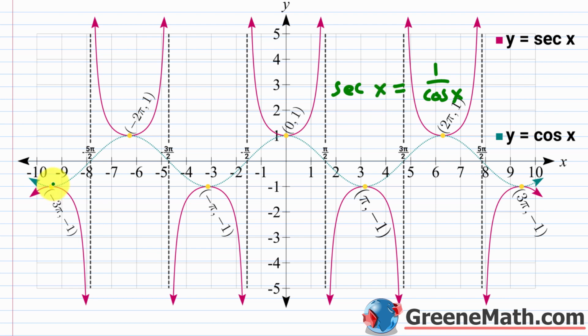So you have this at negative 3 pi, again, a y value of negative 1, and then negative pi, and then 3 pi, so on and so forth. So those are where you're going to have these shared points.